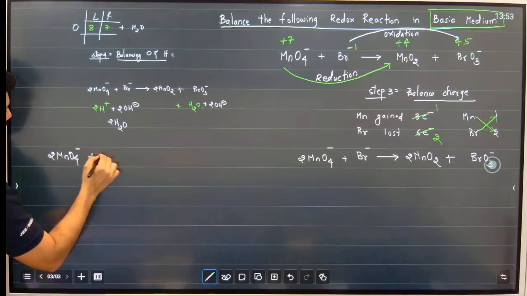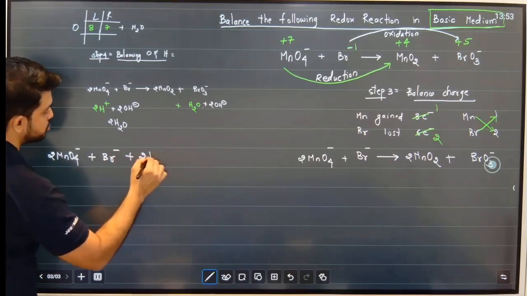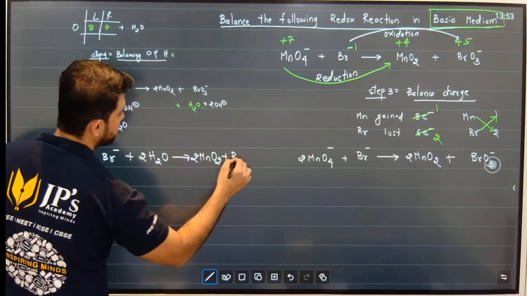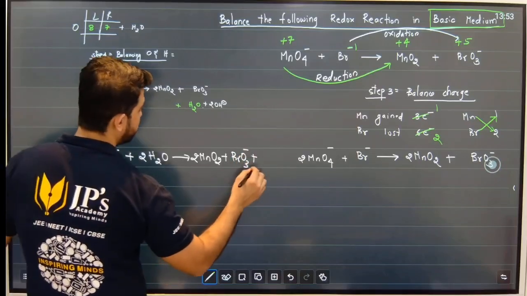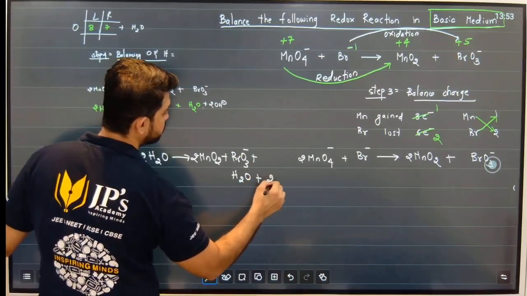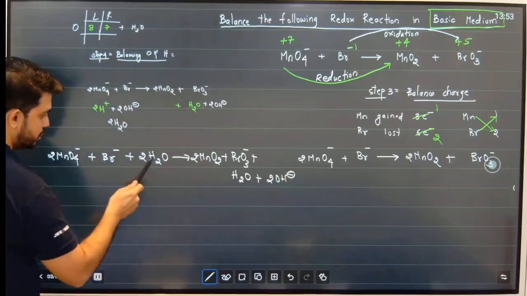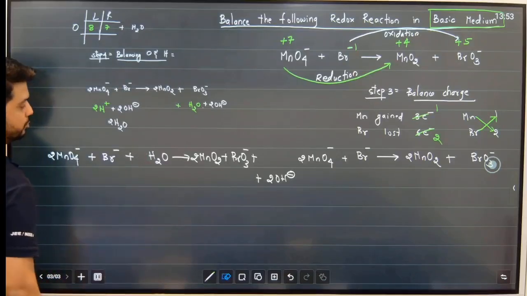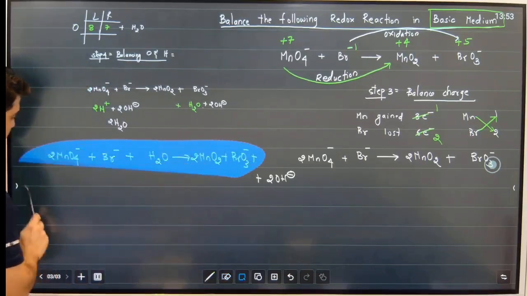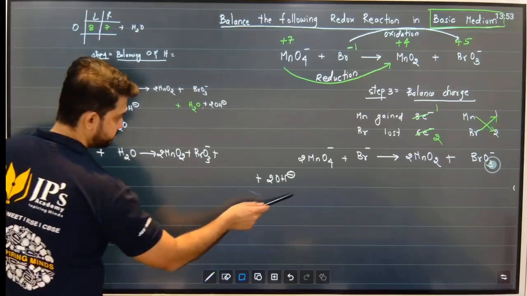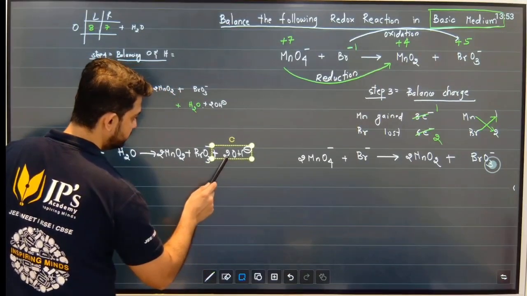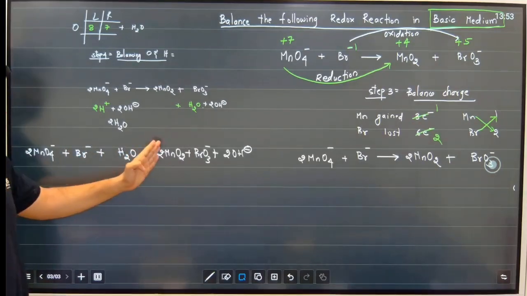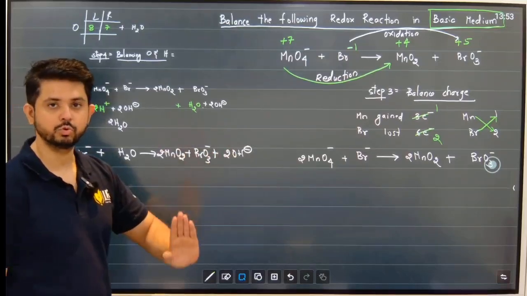2MnO4 minus plus Br minus plus 2H2O gives 2MnO2 plus BrO3 minus plus H2O plus 2OH minus. अब यहाँ पे भी H2O है, यहाँ पे भी H2O है, I can get rid of 1 H2O. यहाँ पे एक H2O भी कट हो गया. So मेरा फाइनल इक्वेशन क्या मिला स्टूडेंट्स? The final equation looks like, ये मिल गया मुझे मेरा फाइनल इक्वेशन, 2MnO4 minus plus Br minus plus H2O gives 2MnO2 plus BrO3 minus and 2OH minus.